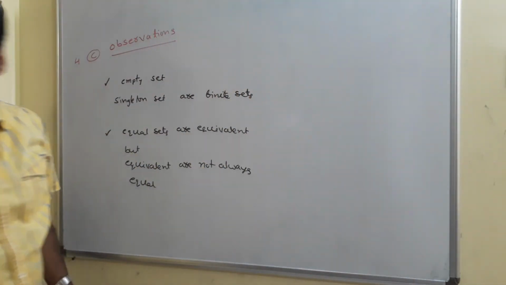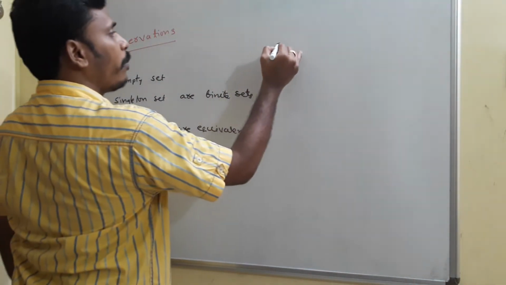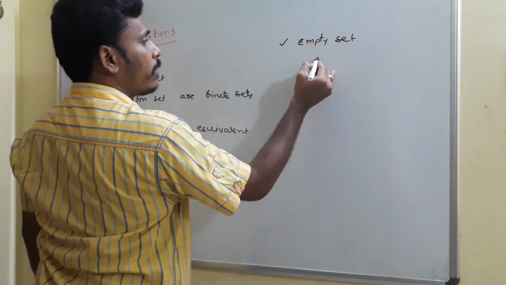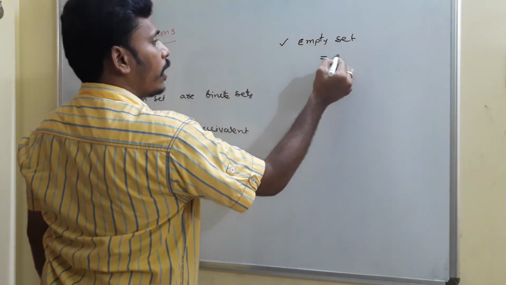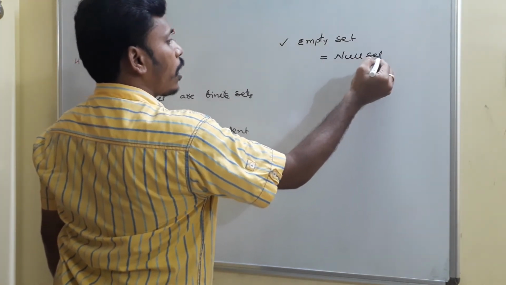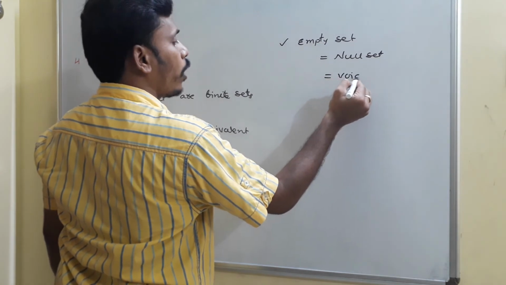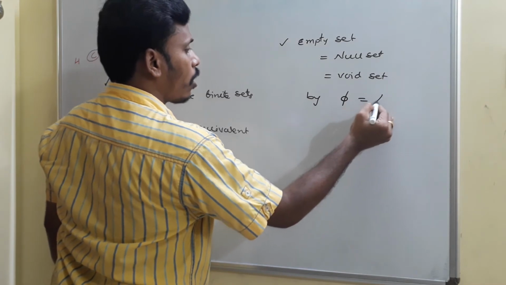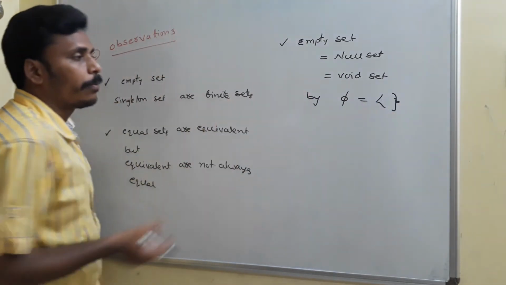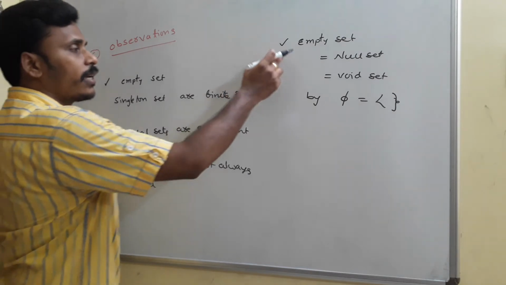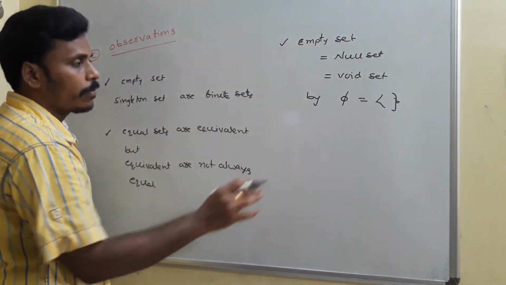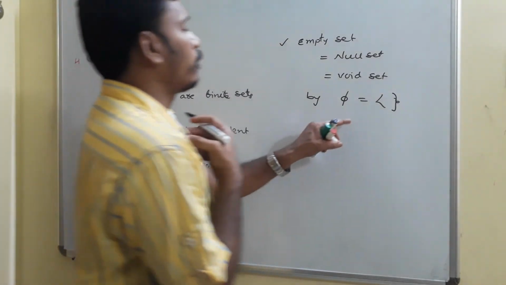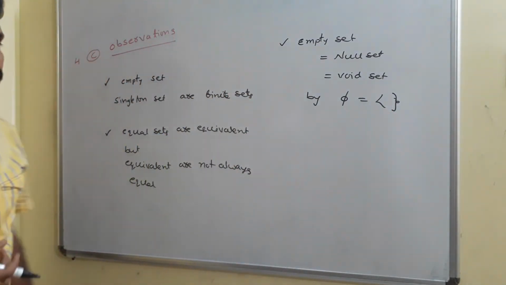The next observation is related to the empty set. The empty set is also termed as null set, is also termed as void set, and is represented by this symbol, or you may use these empty braces also. The empty set, null set, or void set are all the same, and the number of elements in that set is 0. That is represented by either this empty symbol or these braces with no elements.